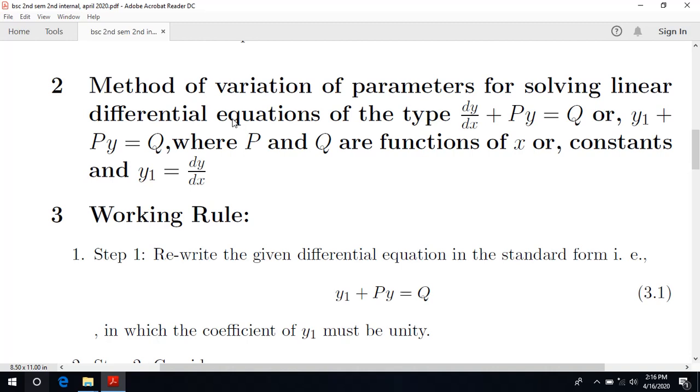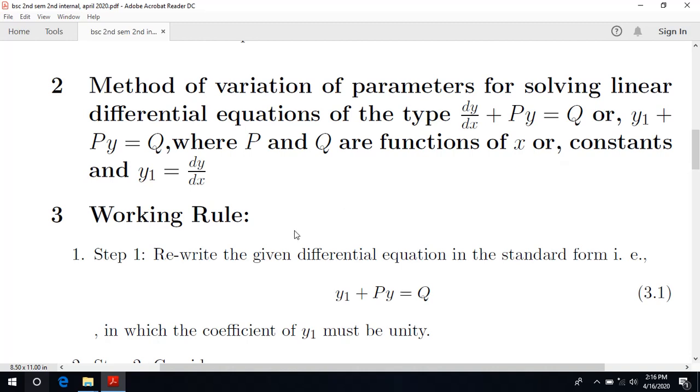So in this lecture we are going to discuss the method of variation of parameters for solving a linear differential equation of this type, or symbolically you can write dy by dx plus p y equals q. This is a first order linear differential equation where p and q are functions of x or constants.